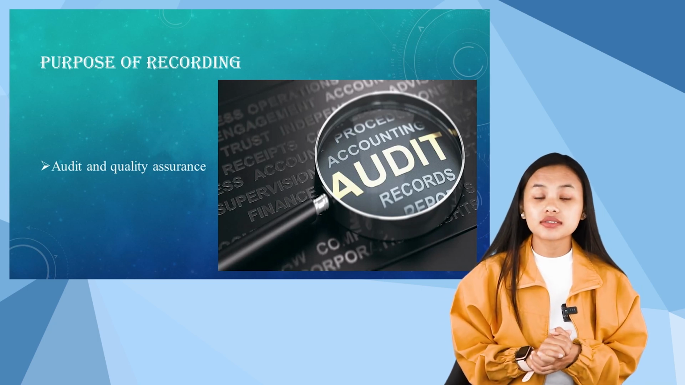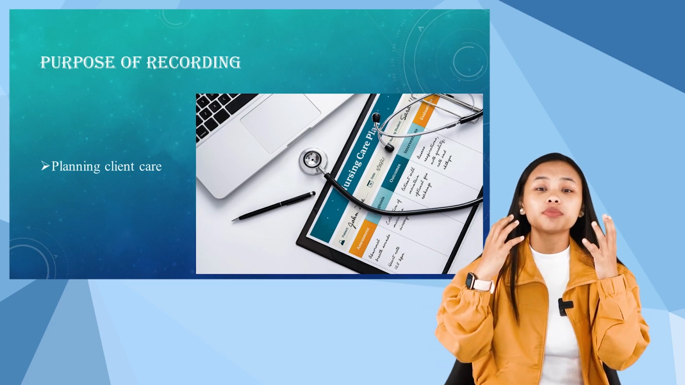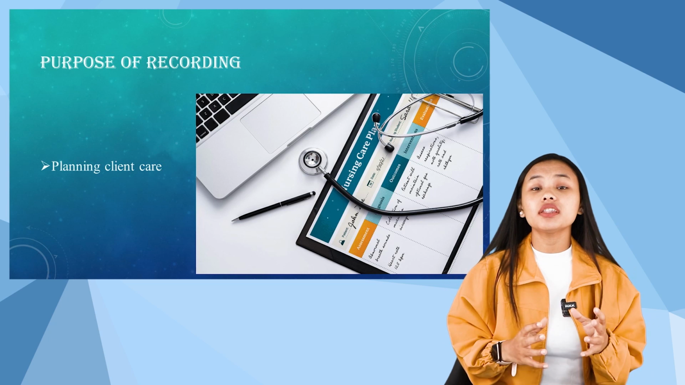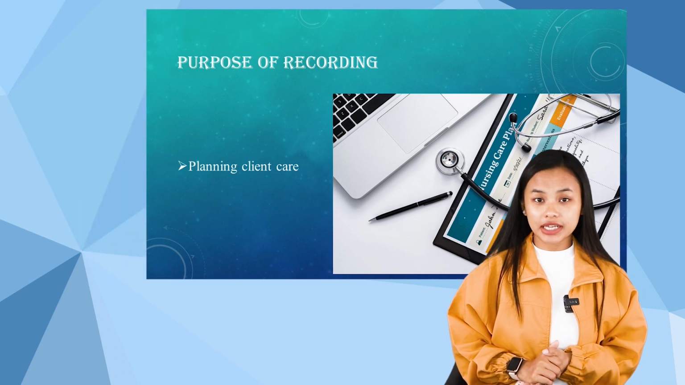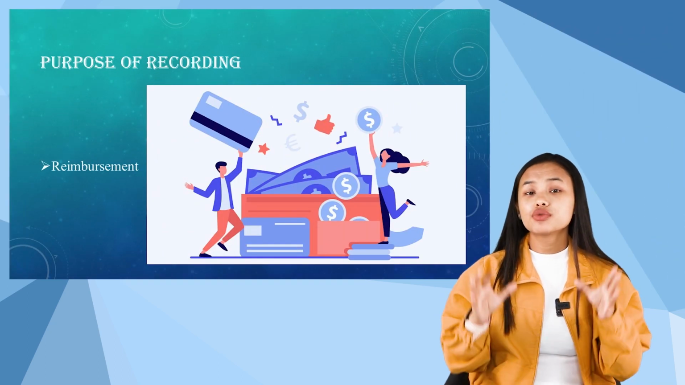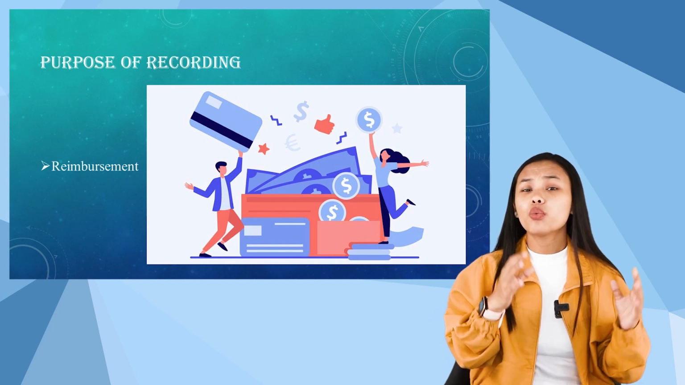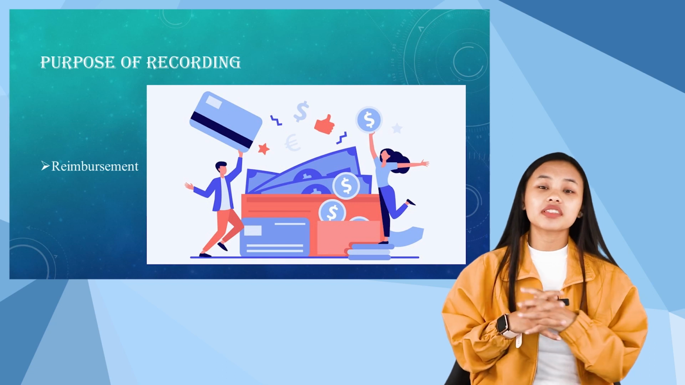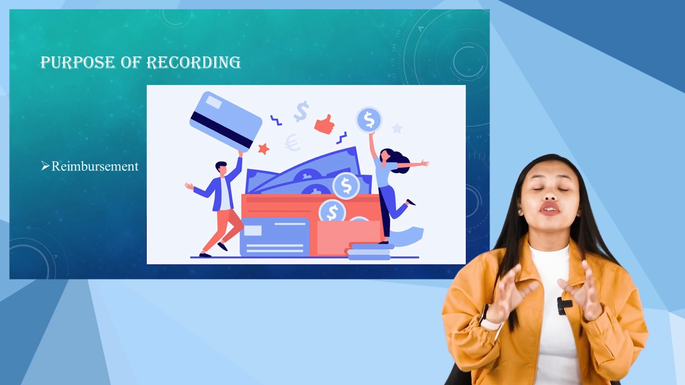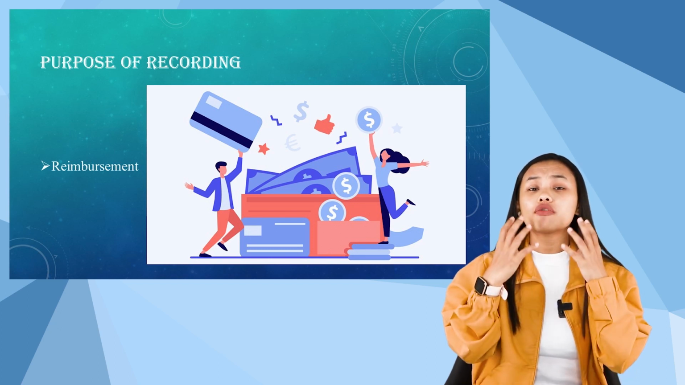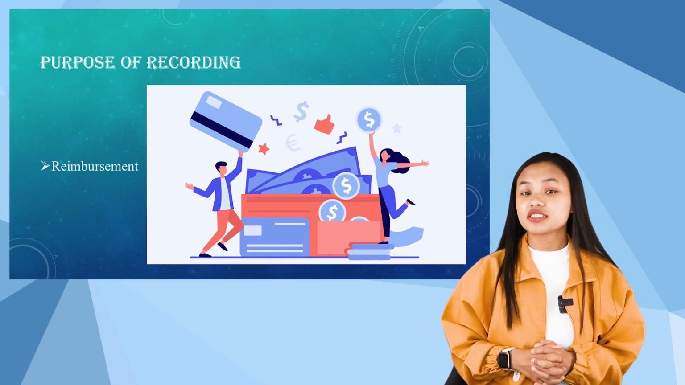And the next one is planning client care. So through the use of this record, the healthcare team members will be able to refer the data, and then they will be able to use this to plan a care for that particular client. And the next one is reimbursement. So here from the word itself, we can understand that reimbursement is the process of repaying whatever money has been lost or spent by that particular person, right? So here, this record will provide a baseline for the basis of making a decision of what care is to be provided in order to cover the health related expenses.